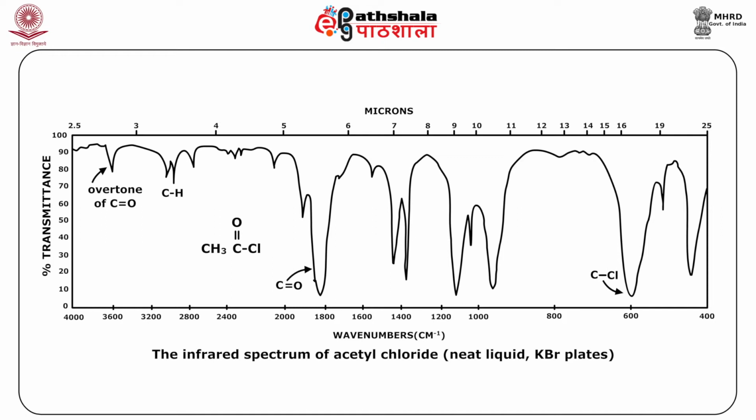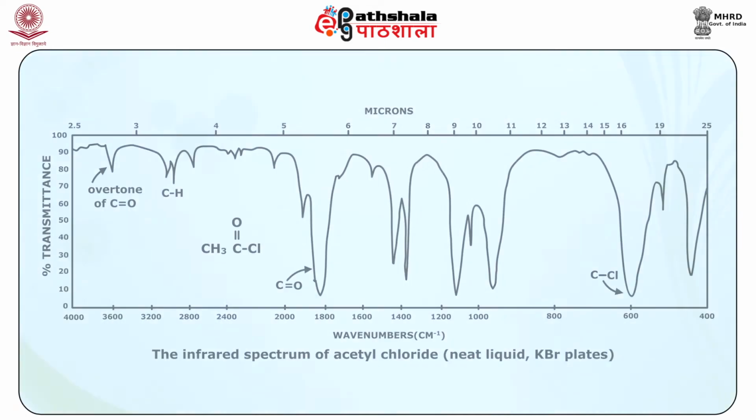Conjugation lowers the frequency to 1780 to 1760 cm⁻¹. The C-Cl stretching vibration occurs at 730 to 550 cm⁻¹. This can be clearly seen in the infrared spectrum of acetyl chloride, which is done as a neat liquid in KBr plates to obtain the IR spectrum.